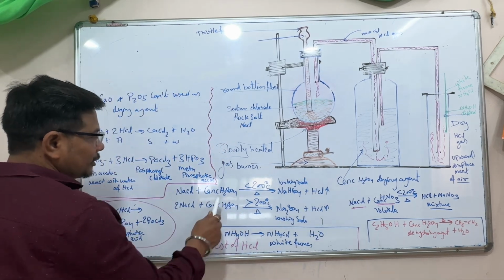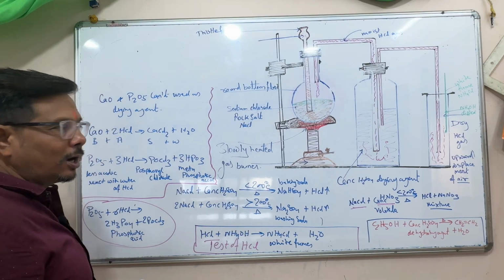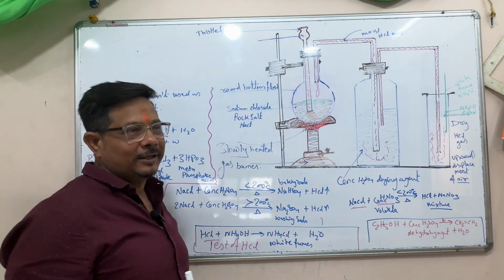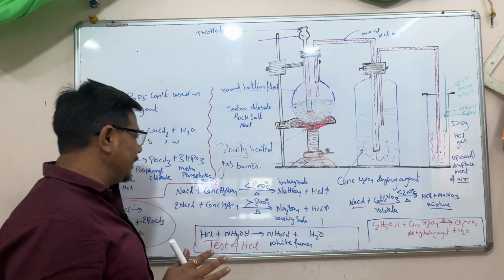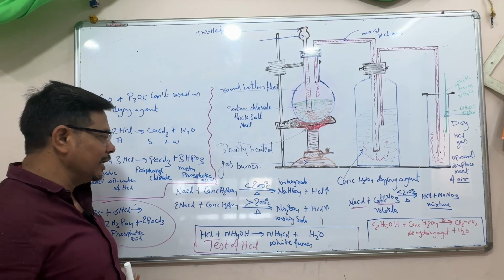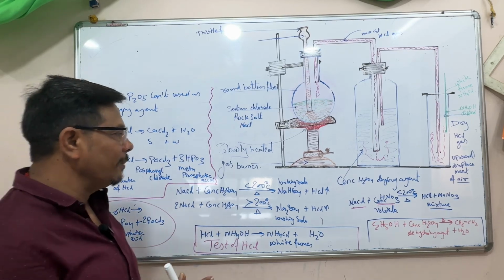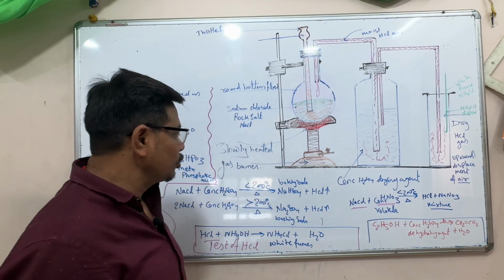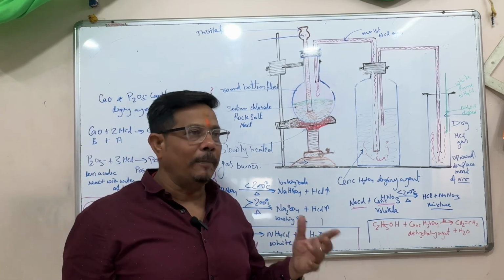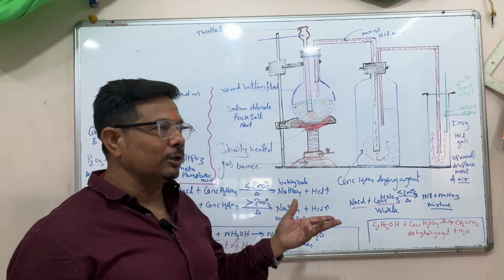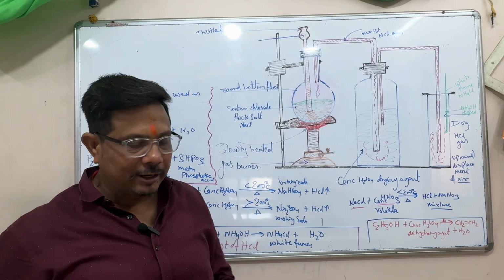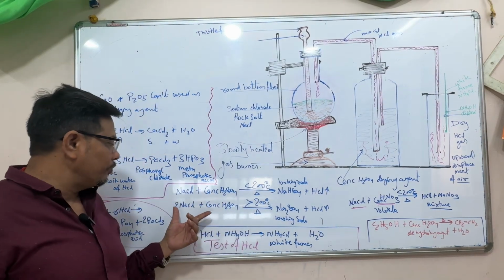Here concentrated sulfuric acid is used because it is non-volatile and it reacts with NaCl and forms sodium bisulfate. Sodium bisulfate is a compound which is used in many things. I will give you the notes.